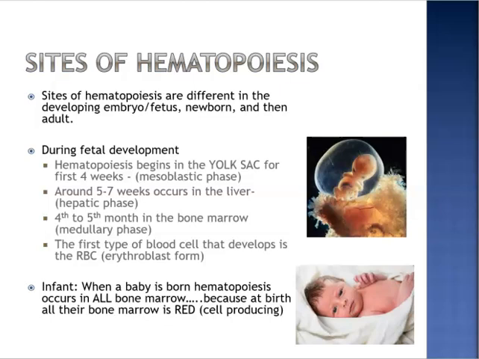Finally, once the baby is born, hematopoiesis occurs in all bone marrow. And this is because when babies are born, all marrow is red marrow. Remember, we said red marrow is active marrow and it's cell producing. Okay, where adults have red and yellow is inactive, babies have all red marrow. Yellow marrow usually doesn't develop in children until around the age of 2 to 5 years old.